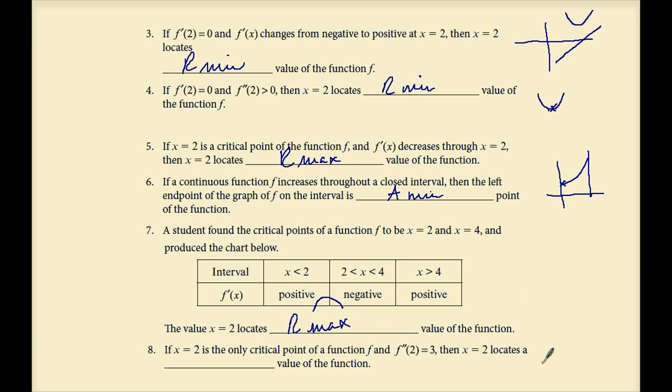Number 8, if x equals 2 is the only critical point of the function f, and f double prime of 2 is 3, a positive number, then x equals 2 locates a what value of the function?